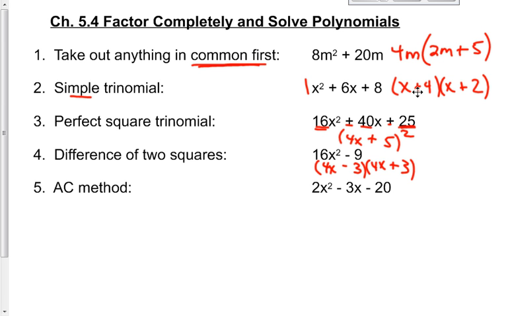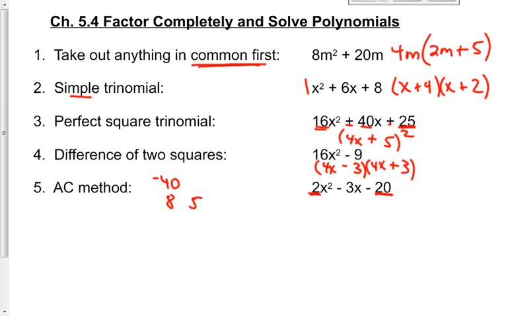AC method is the one that we try when we've got a number in the front of our x squared term. You could try to guess your best. Sometimes you might be there for a few minutes trying to figure it out. So AC method always works. AC method, remember, is the a times c term. In our case it is negative 40. Now, what are 2 numbers that could multiply to give you negative 40 that will add up to give you negative 3? 8 and 5, but one of these has to be negative.